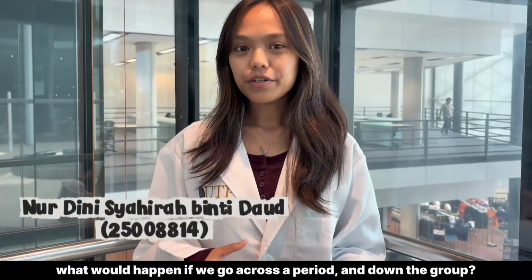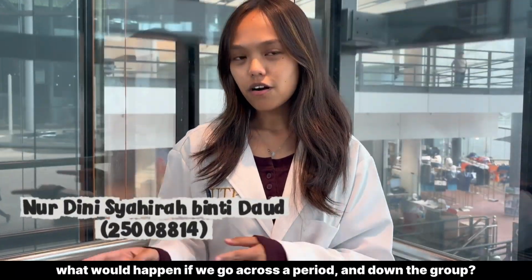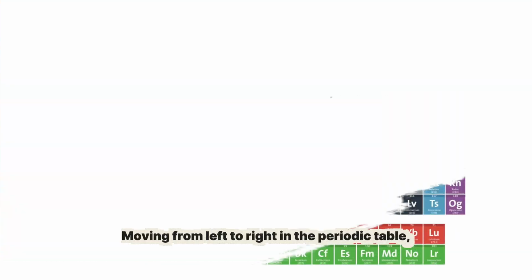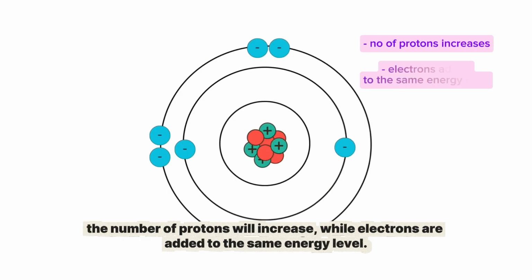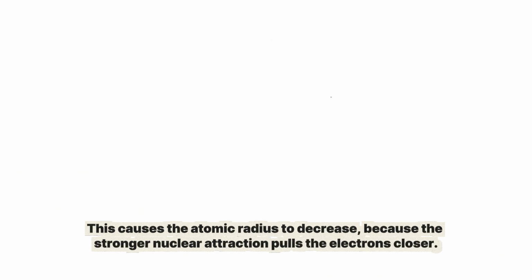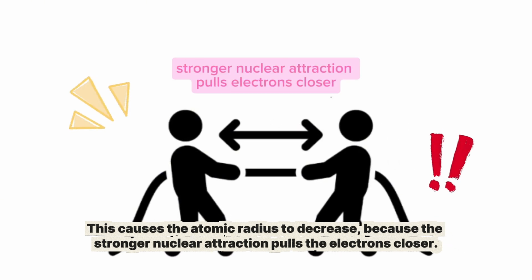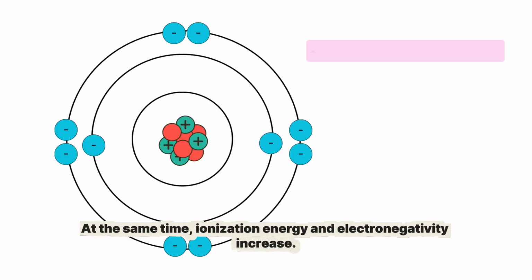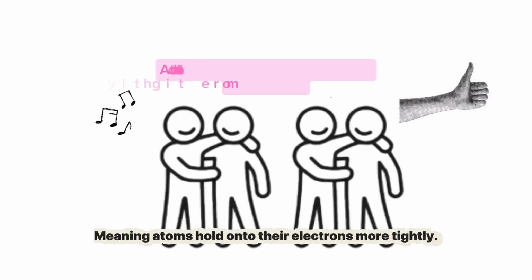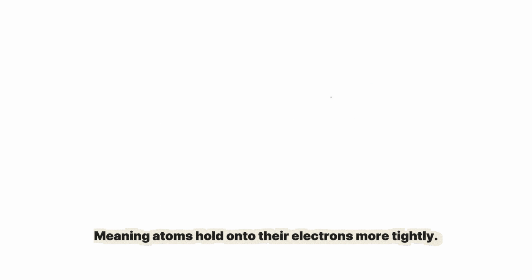Now that we have the table, what would happen if we go across the period and down the group? Moving from left to right in the periodic table, the number of protons increases while electrons are added to the same energy level. This causes the atomic radius to decrease because the stronger nuclear attraction pulls the electrons closer. At the same time, ionization energy and electronegativity increase, meaning atoms hold onto their electrons more tightly.